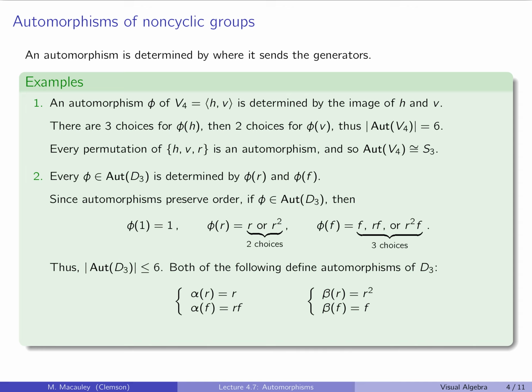And then beta sends R to R squared, or R inverse. You can think of that as sending a clockwise rotation to a counterclockwise rotation, and then beta is just going to fix F. It is elementary to check that these do not commute, and in particular, alpha beta equals beta alpha squared. Just the fact that they don't commute means that this group has to be isomorphic to D₃ or S3, because that's the only non-abelian group of order 6 or less.